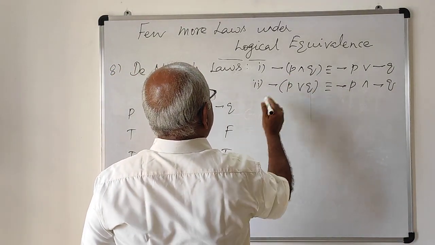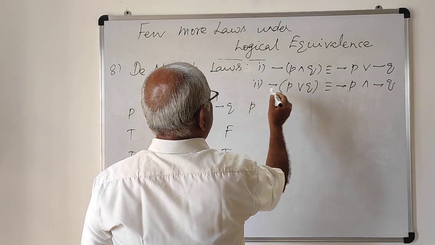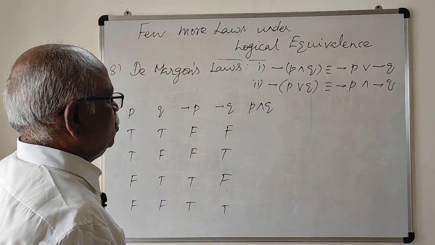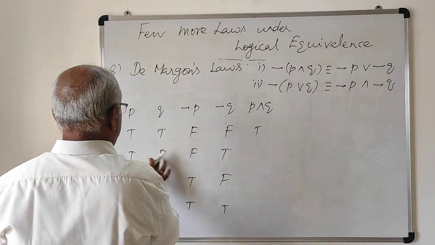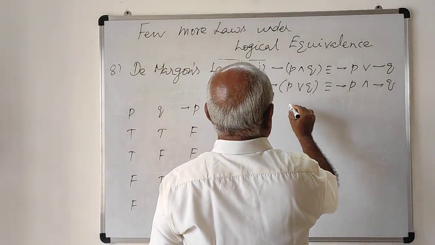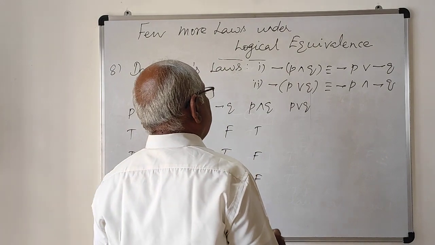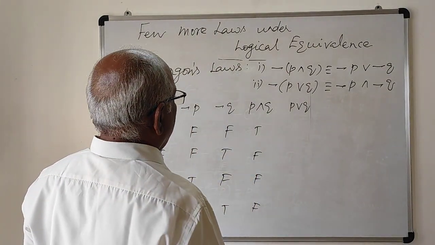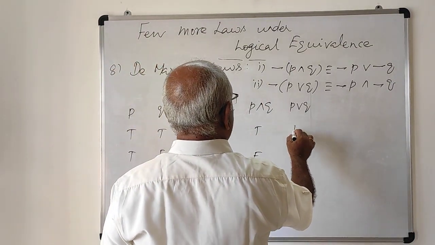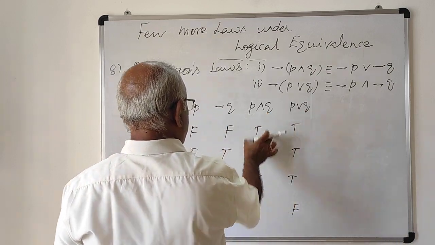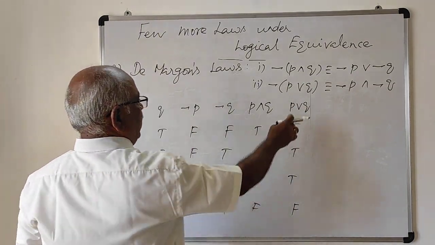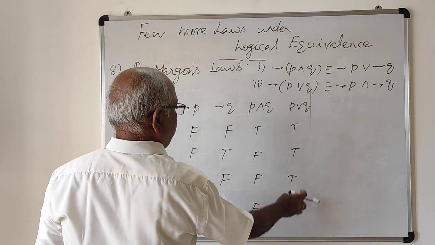Now consider the law. P conjunction Q. You know conjunction means both are T, the truth value is T, the rest are F. This is conjunction. Similarly, P disjunction Q. In this case, both are F, the truth value is F, the rest are T. This is disjunction.